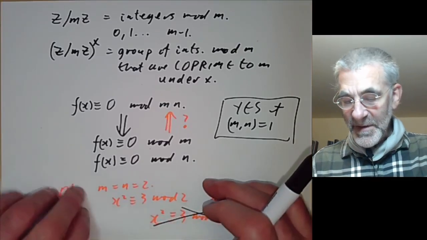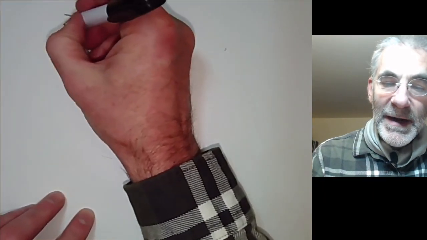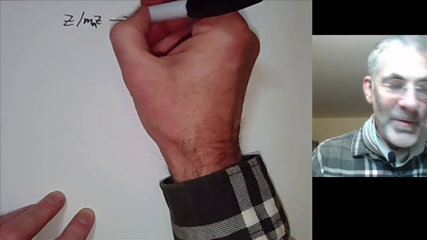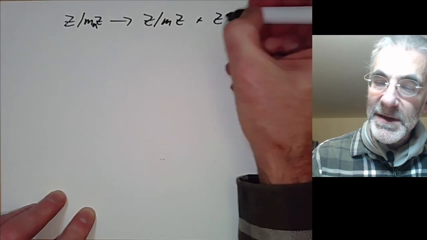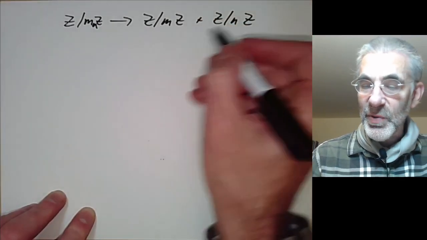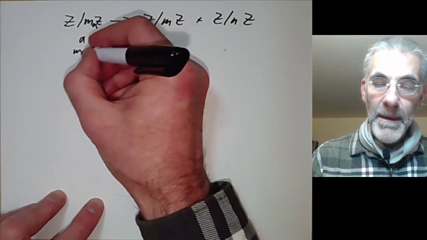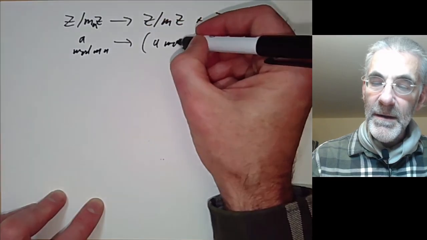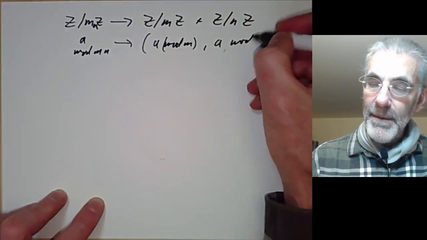So I'll first do the abstract method, which is what we do is we look at Z modulo mnZ, and we map it to Z modulo mZ times Z modulo nZ. So this is a product of two sets, and we're just mapping an integer a modulo mn to a modulo m and a modulo n.